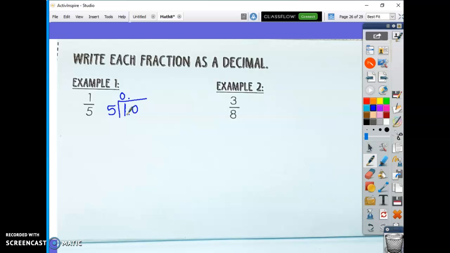So now, does 5 go into 10? Well, yes, it does, right? 5 times 2 gives us 10, and when you subtract it, you get a 0. So perfect. Our answer for 1/5 is 0.2, or 1/5 equals the decimal 0.2. Go ahead and do example 2, or turn 3/8 into a decimal. Use your division, put your numerator on the inside and denominator on the outside.